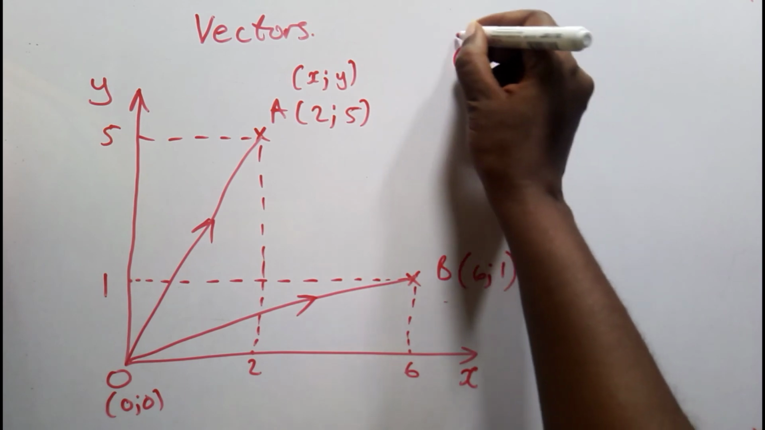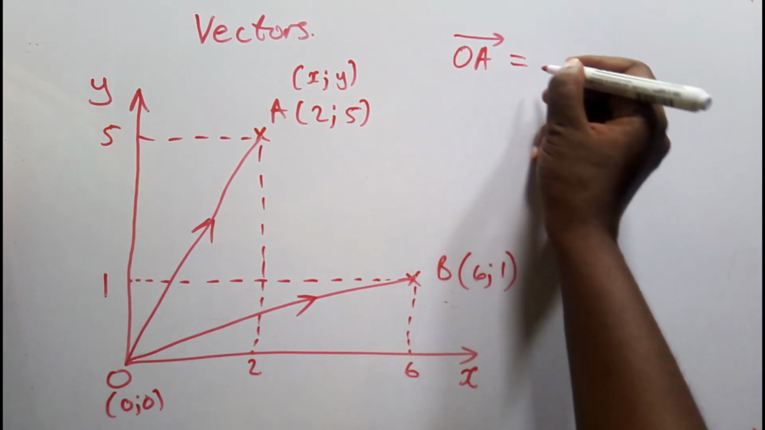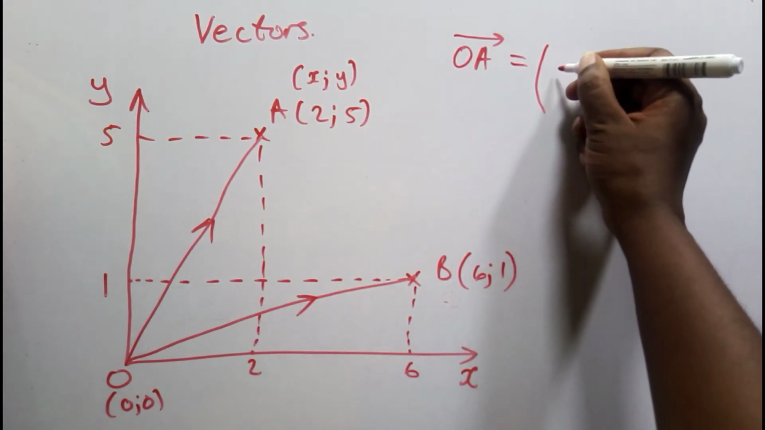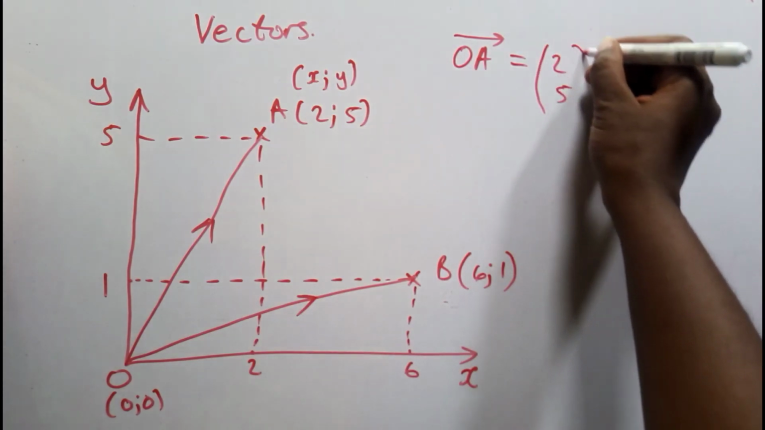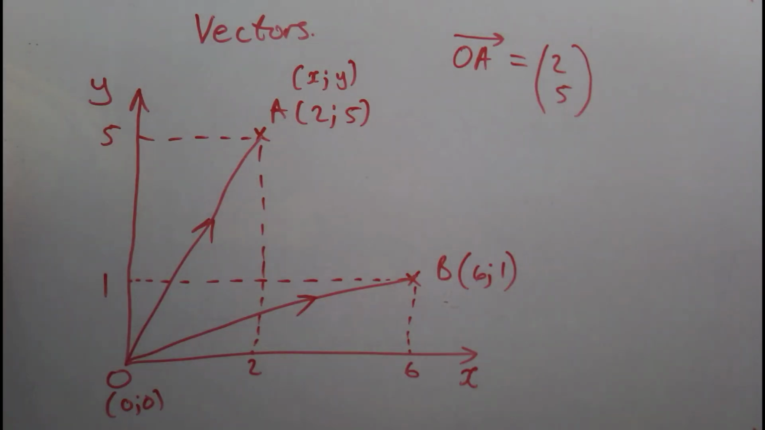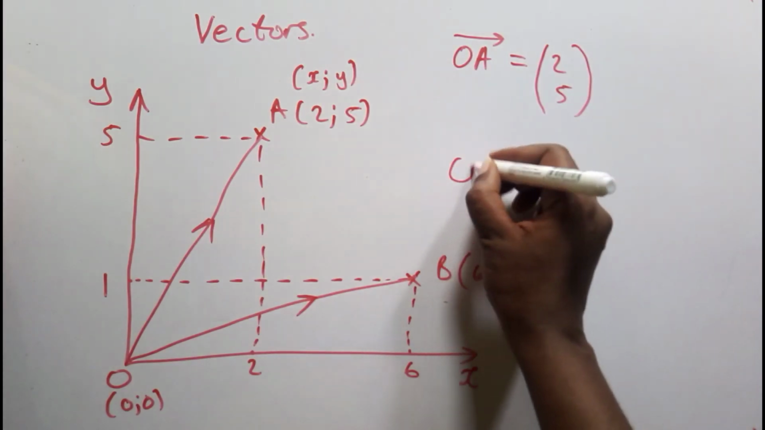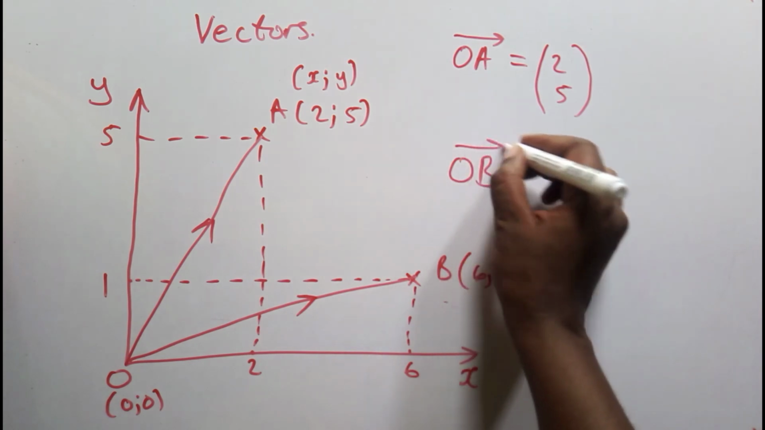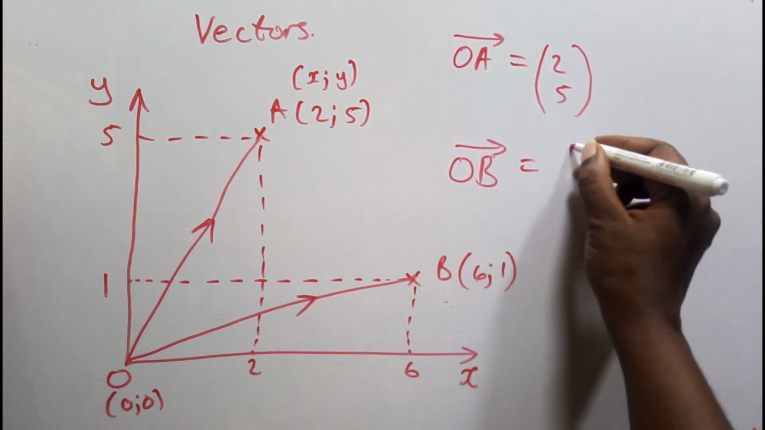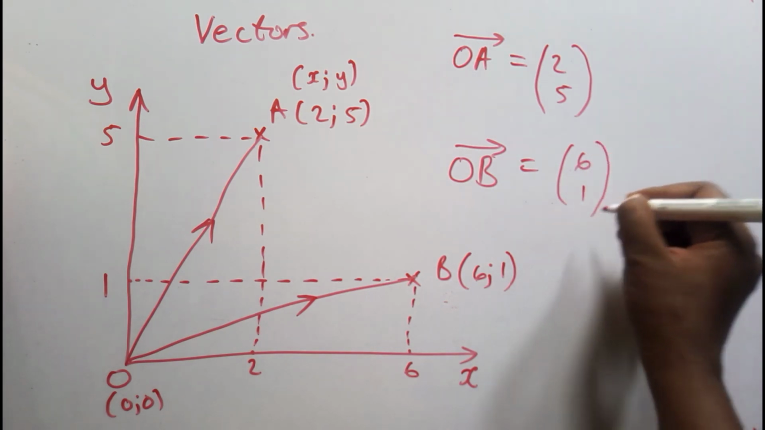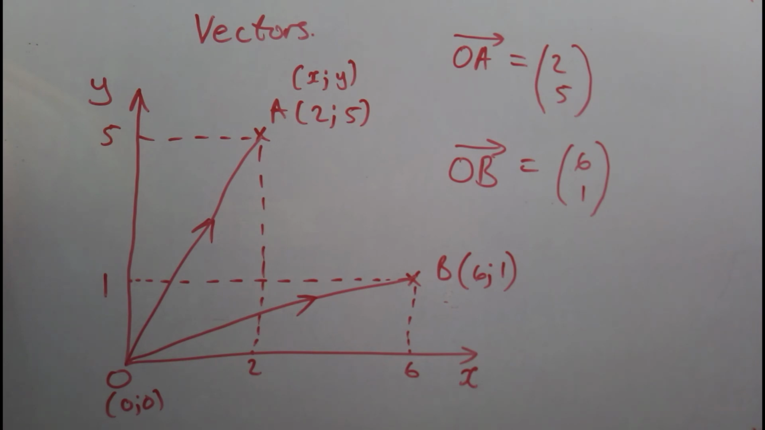Now, our OA right there, how do we represent it as a vector? OA is a vector, we call it a position vector. We take the coordinates of A, then we write them in column form. The coordinates of A were written in row form, but as a position vector, we write them in column form. The same applies to the position vector of B. We write the coordinates of B in column form, that's 6, 1 right there. So that's my OA and OB. Those are what we call position vectors.